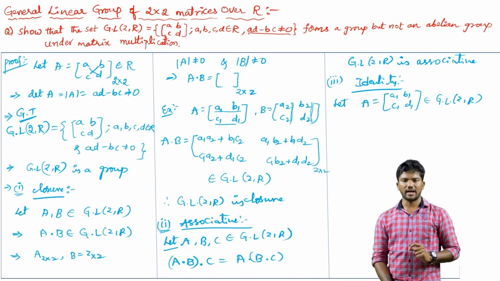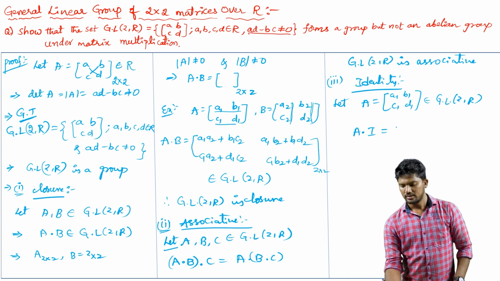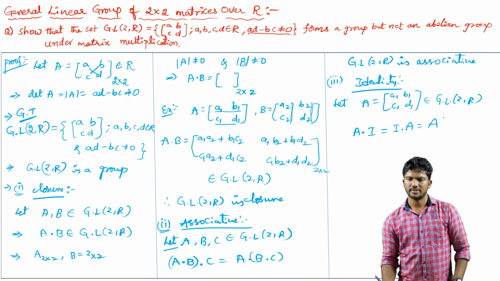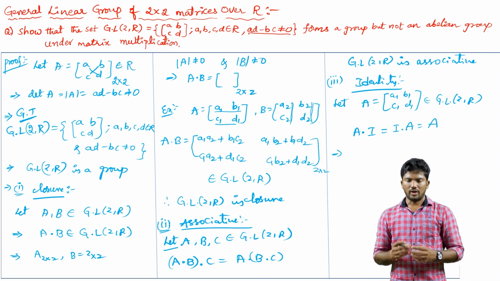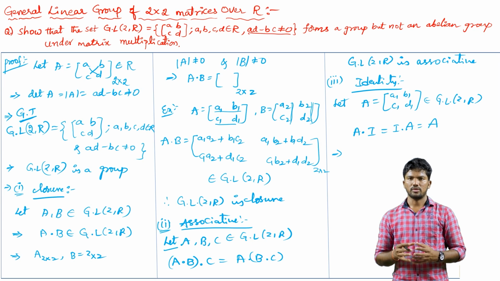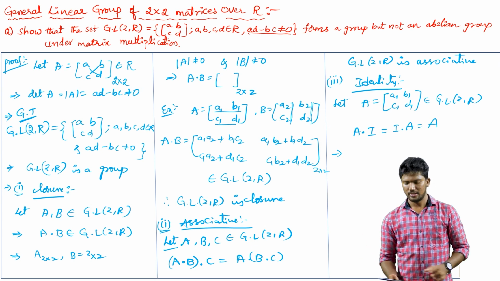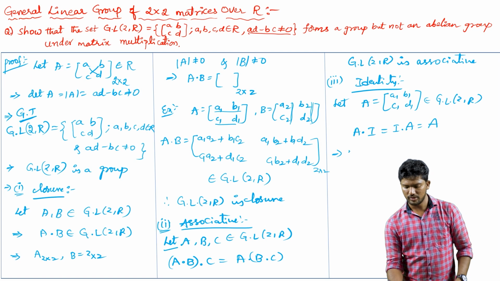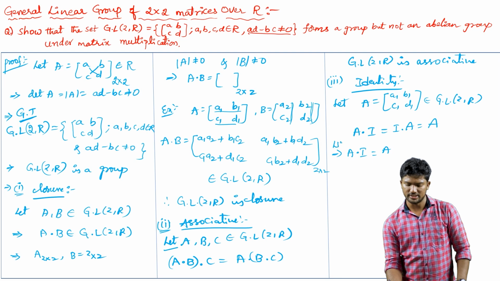Now according to the identity property, what is the condition? A into I is equal to I into A is equal to A. This is the condition. Now we have to substitute one matrix in place of capital I to get its original matrix. That means here you have capital A into I is equal to A. This is the LHS condition.